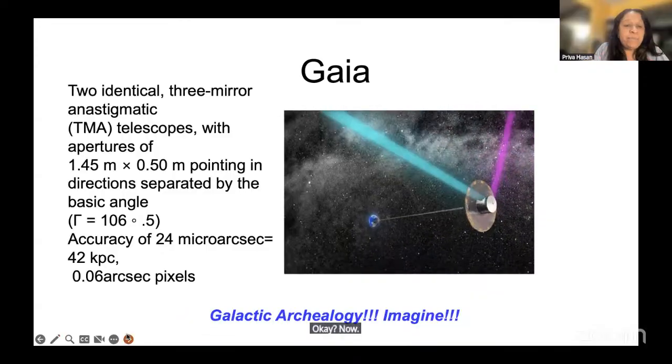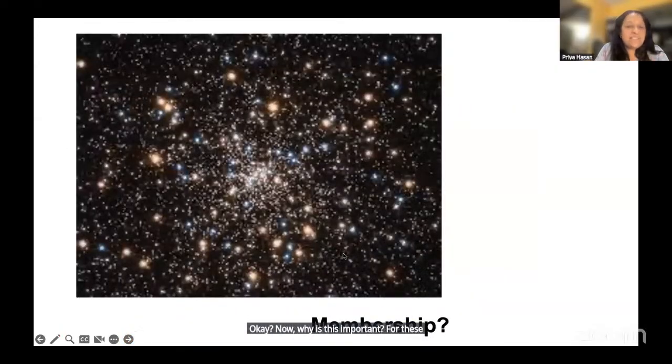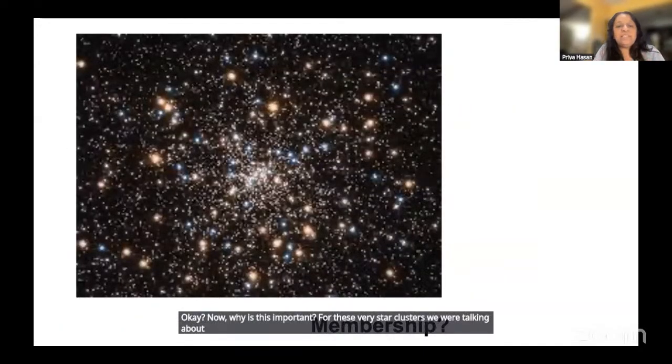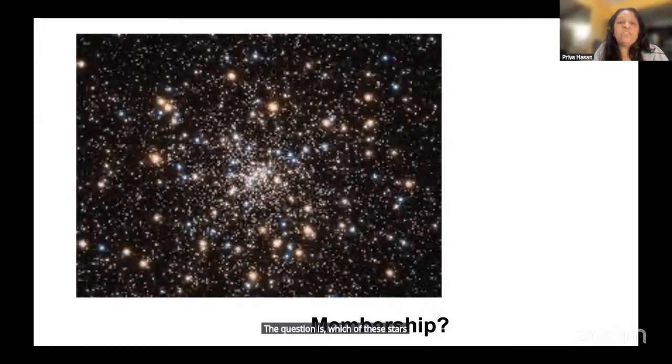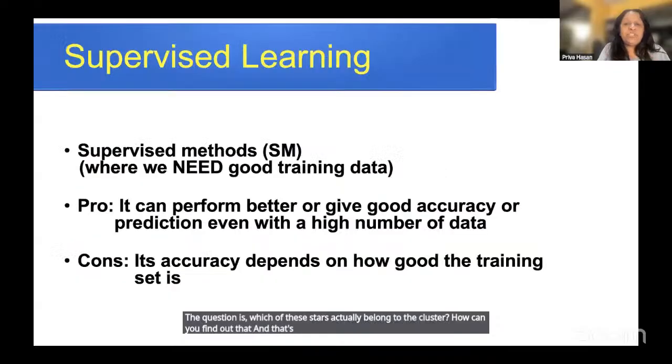Now, why is this important? For these very star clusters we were talking about, if you look at this image, you can see a whole bunch of stars in this. The question is, which of these stars actually belong to the cluster? How can you find that out? That's what we call the membership problem.